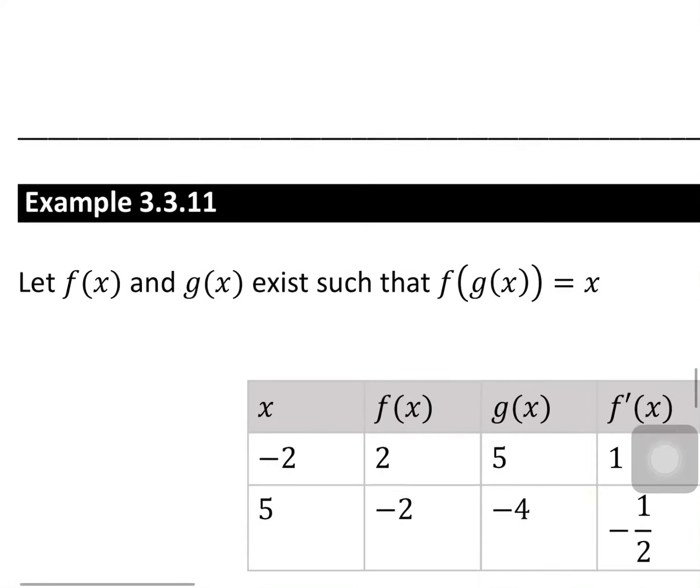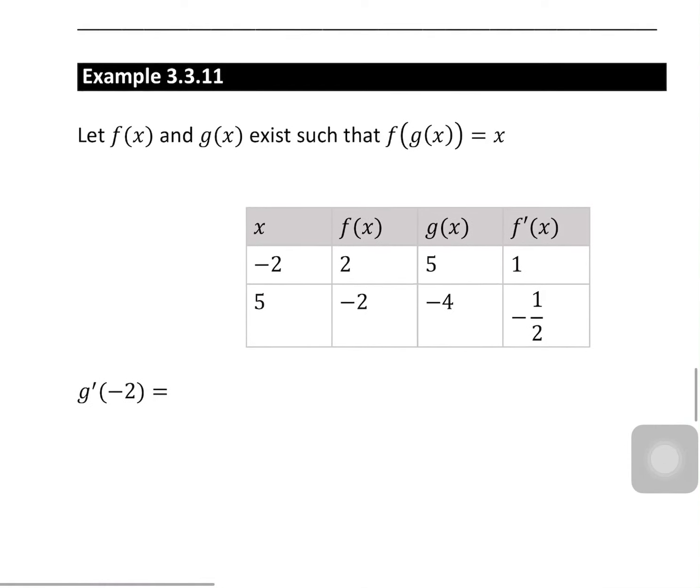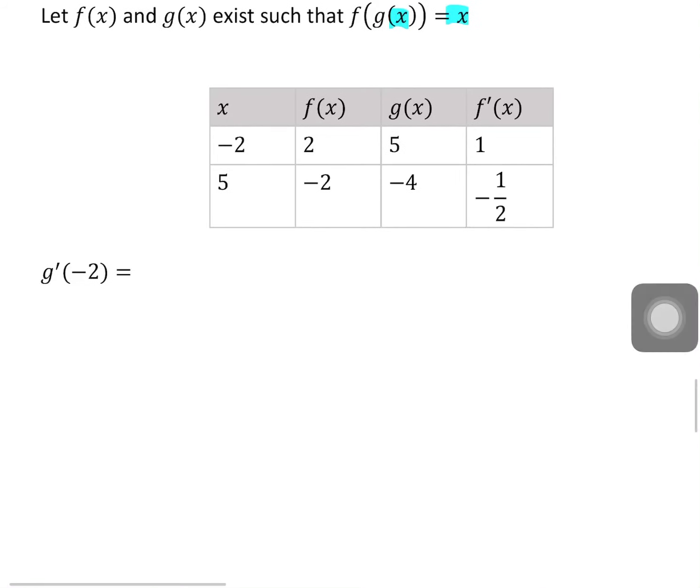Here's another table problem. Let f and g exist such that f of g of x is equal to x. So we know that they're inverse functions because they undo each other, and you just have the input as your answer. Find g prime of negative 2. Well, g prime of negative 2 would be 1 over f prime of g of negative 2.